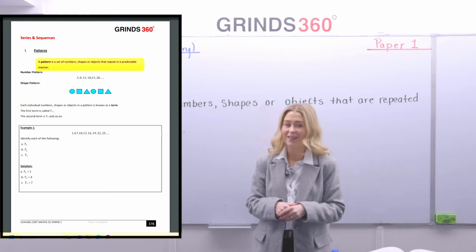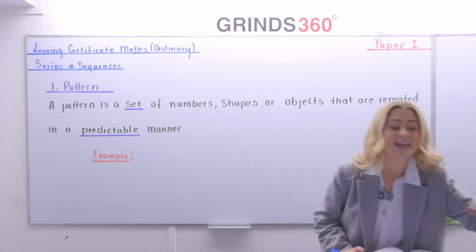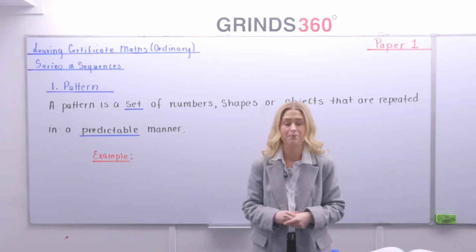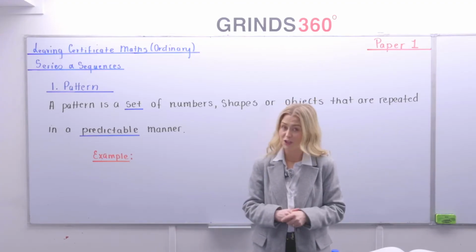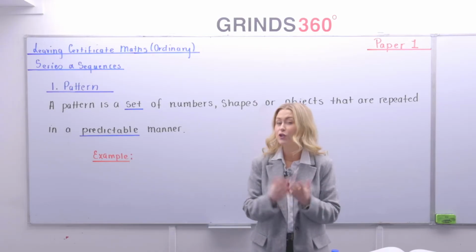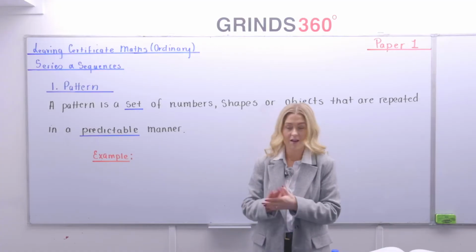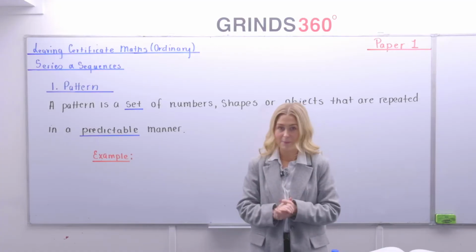However, just to inform you, as I said before, series and sequences is a topic which appears in paper number 1 on your Leaving Cert exam. Generally speaking, we get both the short questions, which are questions number 1 to 6, and we also usually get it blended into a long question, so 7 onwards on our paper, but it's appearing on paper number 1.